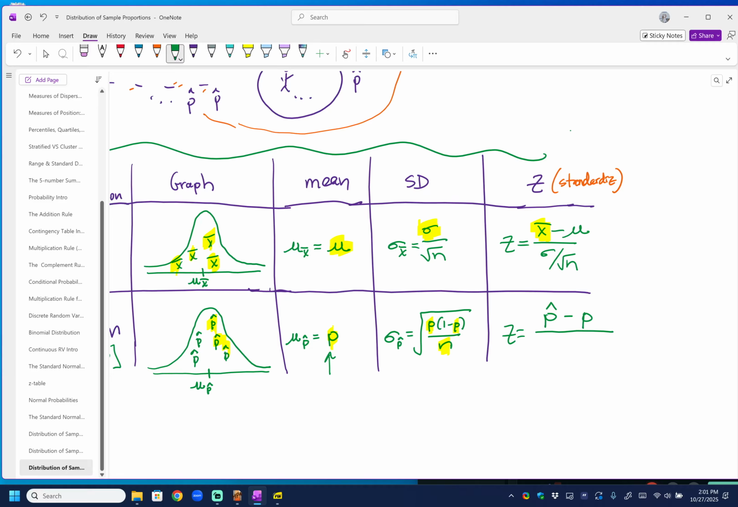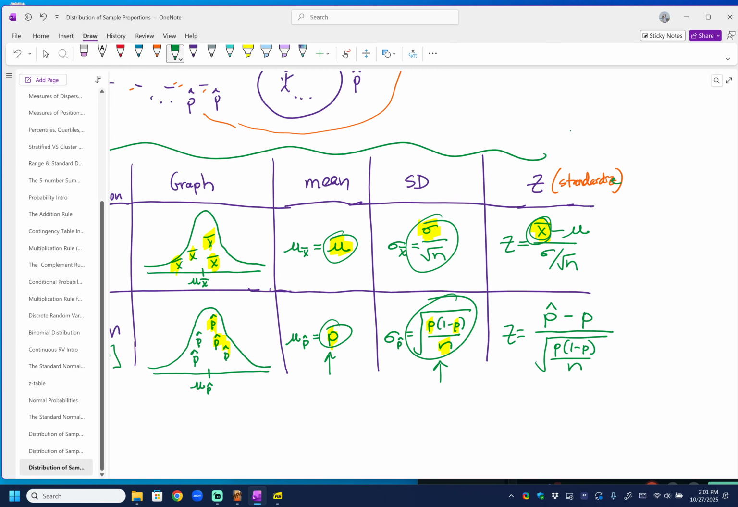The denominator is always going to be this value, which is going to be the square root of p times 1 minus p over n. If you follow it, it makes a lot of sense. We have whatever's in the distribution minus the mean over the standard deviation. Here, we have whatever's in the distribution, our p hats, minus our mean over our standard deviation. It's all the same stuff. It's just that the formula looks very different. But that's going to be the standardized formula that we're going to be using for this.